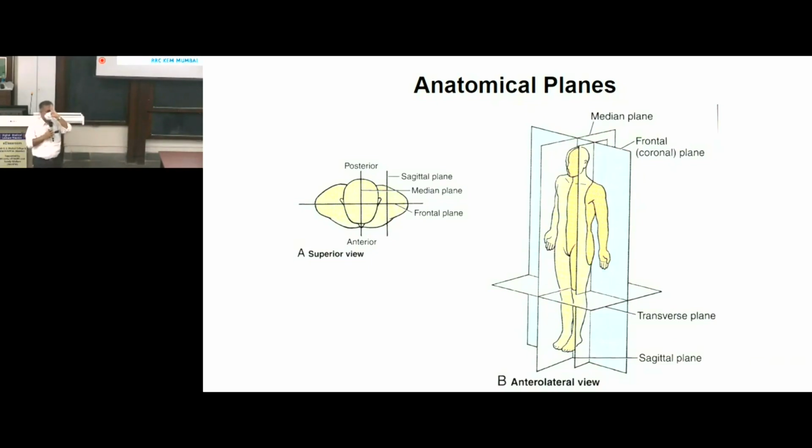So median plane, coronal plane and transverse plane. Any other plane of the body is referred to as oblique plane, because it doesn't fit into these perpendicular planes. So at any other angle, any plane will be there, it's referred to as oblique plane.